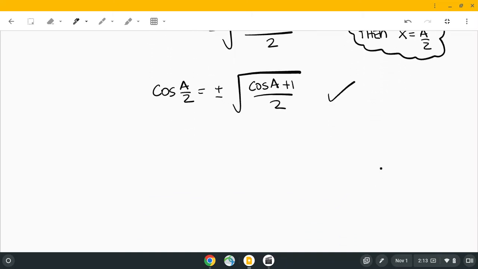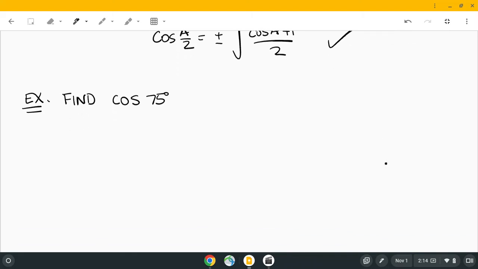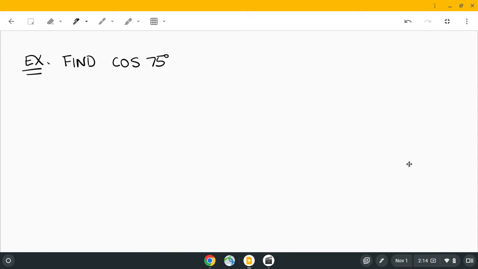Okay, so let's take a look at an example of when or how we would use this. You might be asked to find cosine of 75 degrees. 75 degrees is not something we have memorized. So now we have all these different formulas. We have the half angle, we have the double angle, and so what you can do to figure out which one you're going to use is take your 75 degrees and see if this is twice as much as something that you have memorized.